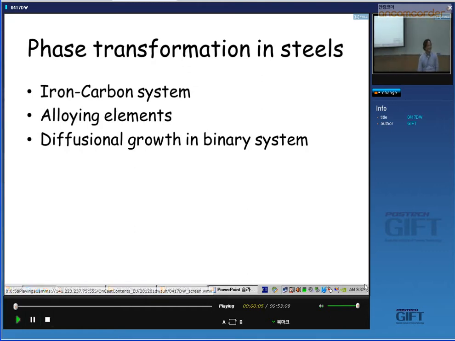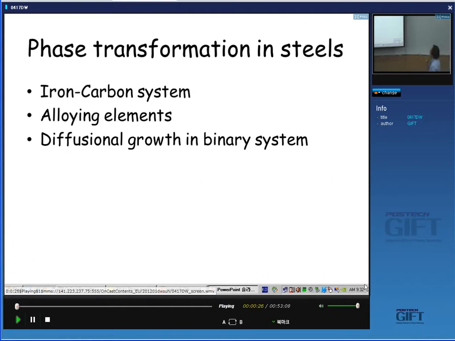Okay, let's start class. In the previous class, we learned about nucleation. From this class, I will talk in more detail about the iron carbon and other alloy systems.